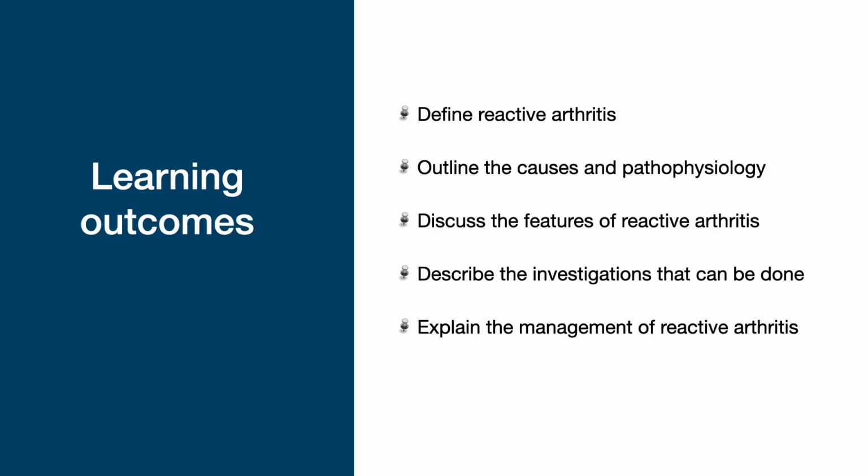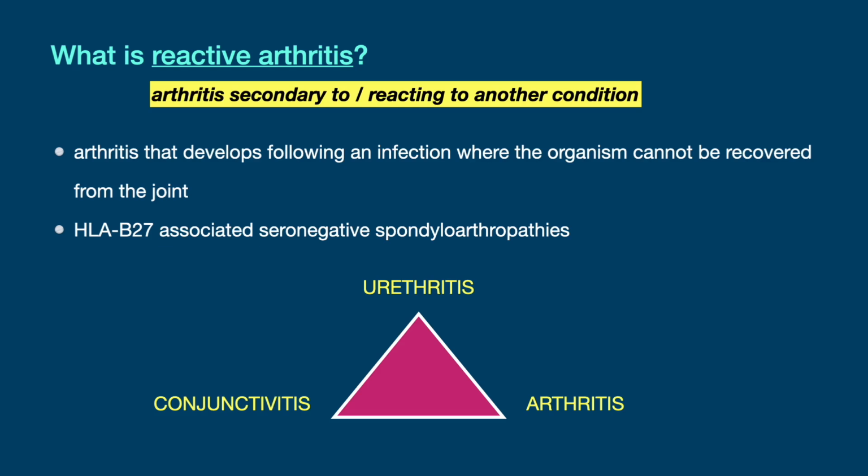Let's get started. Reactive arthritis is defined as an arthritis that develops following an infection where the organism cannot be recovered from the joint. It is one of the HLA-B27 associated seronegative spondyloarthropathies. It encompasses what was formerly called Reiter's syndrome, a term which is no longer in use.